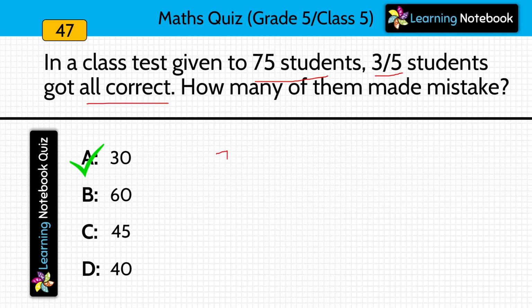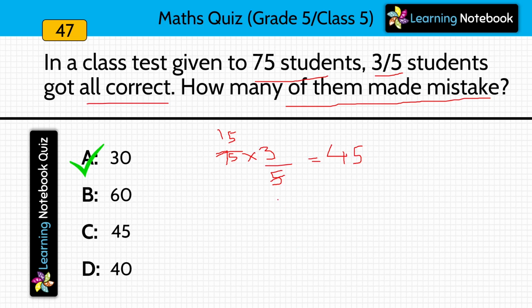So first of all, let's find the number of students who got the entire test correct. So we will do 75 into 3 by 5. Let's simplify this. 5 15s is 75. So now we have 15 into 3, which equals 45. So 45 students got all correct. They have got the entire test correct. And we have to find how many of them made mistakes.